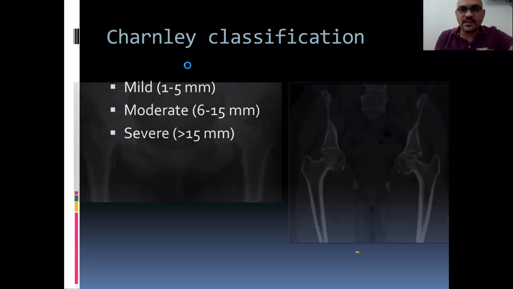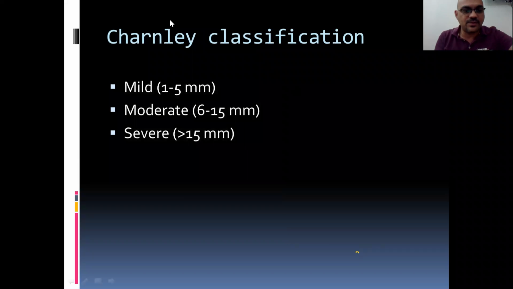Regarding the classification or types of protrusio acetabuli, described by Charnley, it is mild when the head crosses 1 to 5 millimeters beyond the Kohler line, moderate at 6 to 15 millimeters, and severe when more than 15 millimeters.